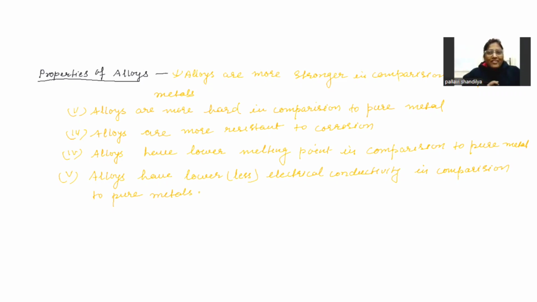So what we have learned in today's session, we have learned about the corrosion, we have learned about the rusting on iron, then we have learned about the tarnishing of copper and silver, then we have learned about the alloys, then we have learned about some example of some alloys, and also learned about the properties of alloys. So this is all for today, and this is the last section of metals and non-metals. So I hope this chapter is clear to all of you.